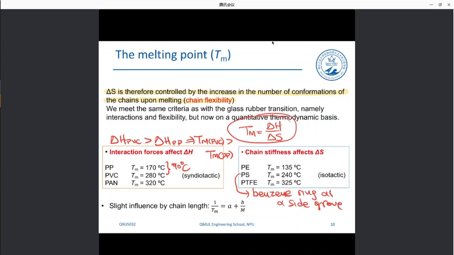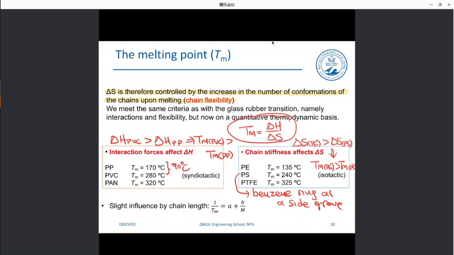Because we have this benzene ring as a side group, the movement of the chain becomes much more difficult, and because of that the chain stiffness increases and the delta S becomes much lower. So in this case delta S of polyethylene is higher than delta S of PS, because the conformations that the polystyrene chain can take are much fewer than the conformations of a polyethylene chain. And because of that, Tm of PE is higher than Tm of PS.